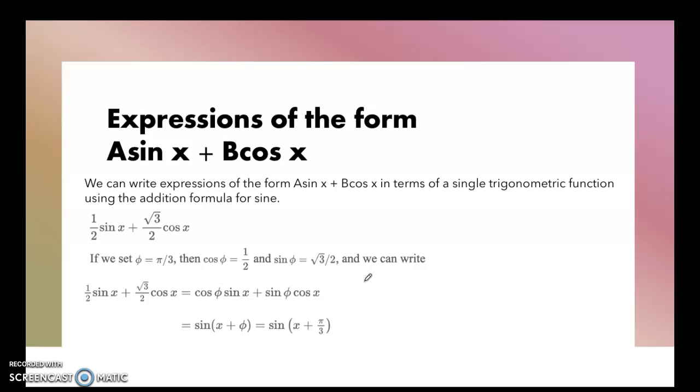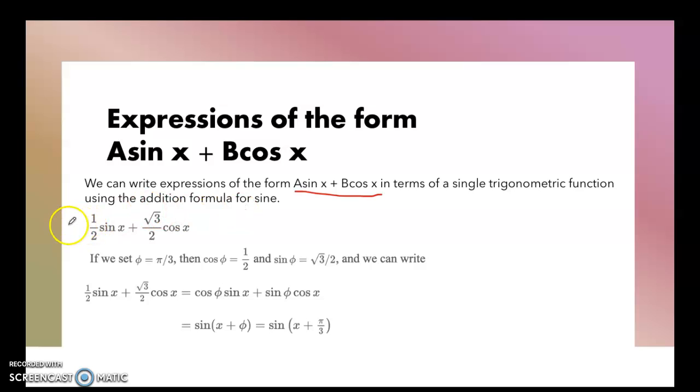Okay, so now we're shifting gears a little bit. We're going to look at expressions of the form a sine x plus b cosine x. We're going to write these expressions, a sine x plus b cosine x, in terms of a single trigonometric function, using the addition formula for sine. Yay! There's that addition formula for sine.